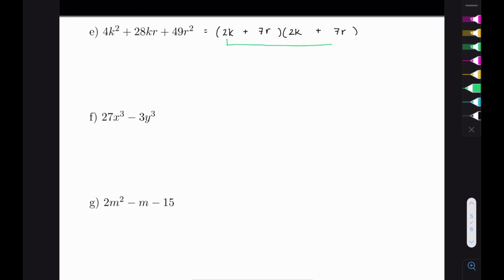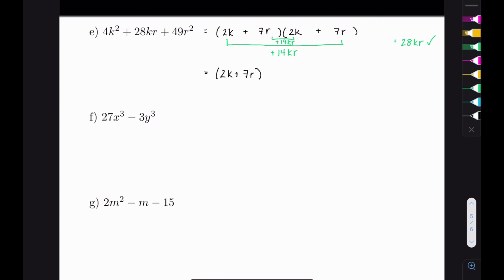And if I go ahead and check my outer term, that gives us 14kr. The inner term also does the same thing. We get 14kr. And if we add those together, it does indeed give us the 28kr in the middle. So it factors into the same term being multiplied twice. So really we can condense this and write this as 2k plus 7r to the second power.